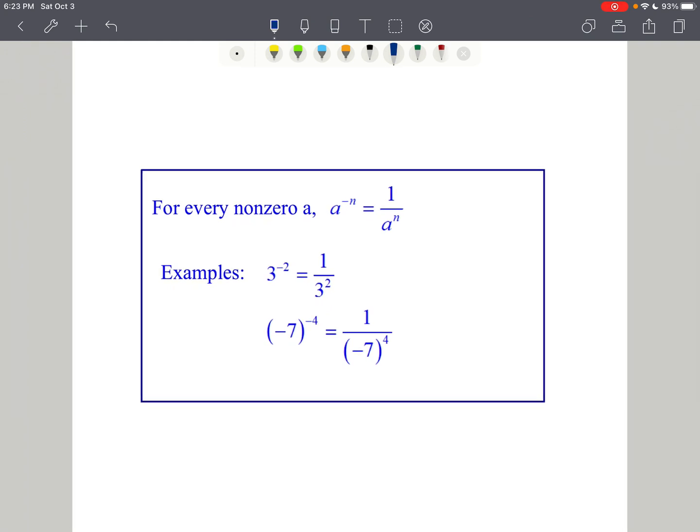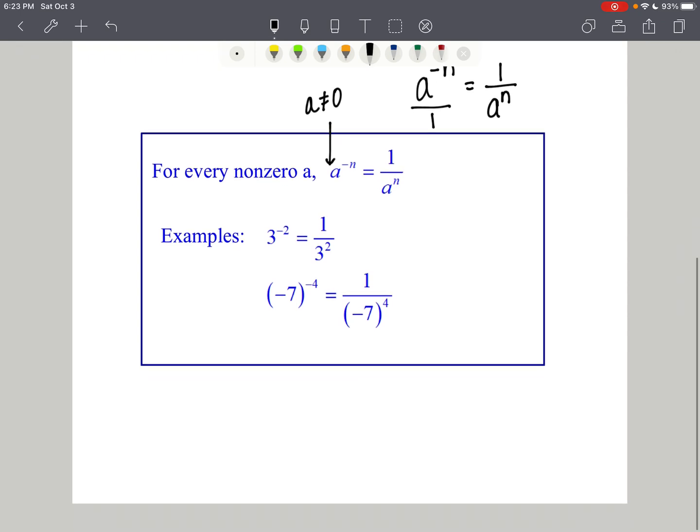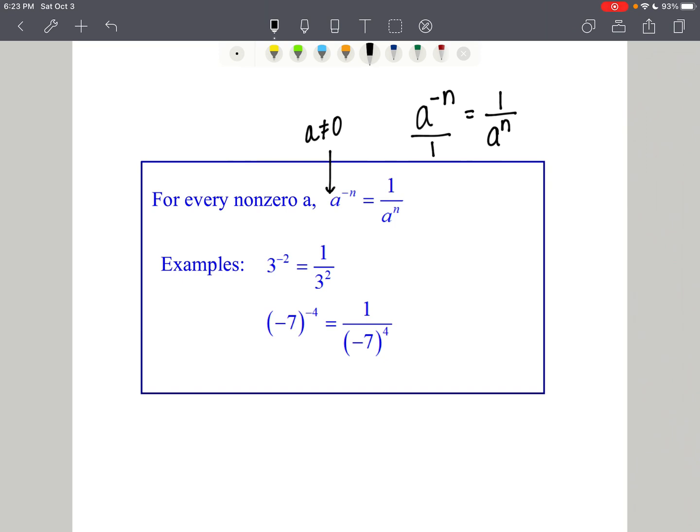Now let's talk about negative exponents. For every non-zero a, once again, a cannot equal 0. So your base cannot be 0. If we take a and raise it to a negative exponent, I can make that exponent positive by bringing the base and the exponent down to the denominator, changing the position in the fraction. So right now, a to the negative n is in the numerator. By changing its position to the denominator, it makes the exponent positive. Here's an example. 3 to the negative 2 power is the same as 1 over 3 squared.